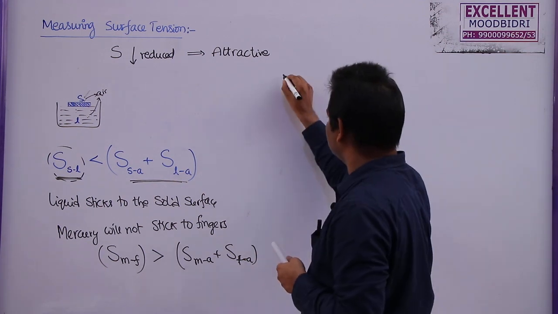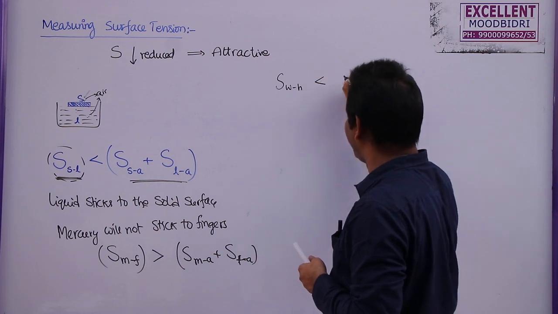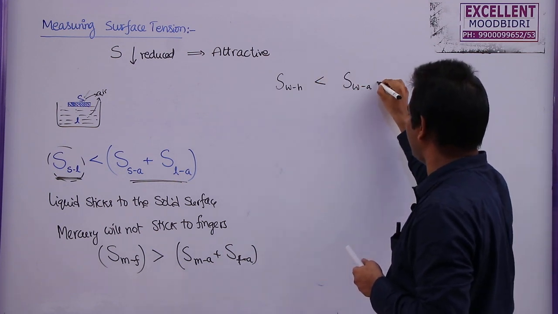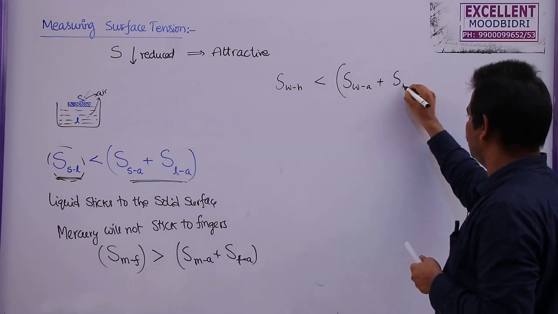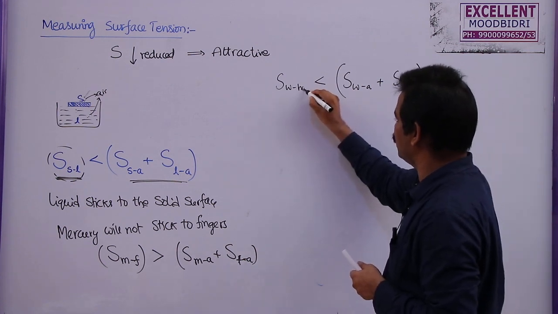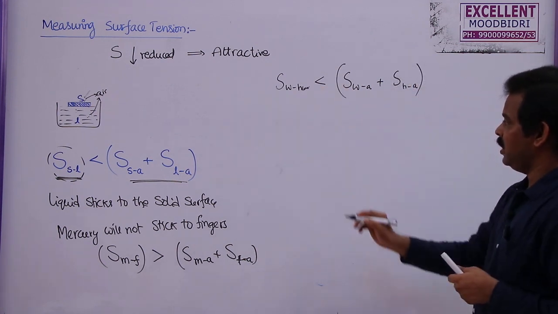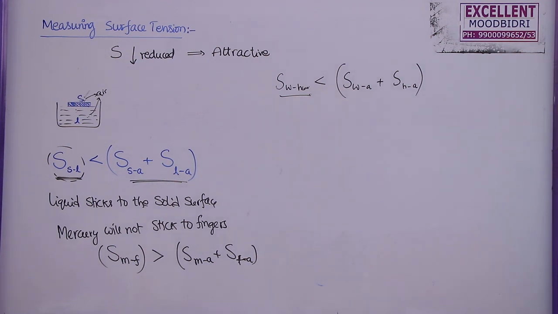The reason being, the surface tension between water and the human body is less than the sum of the surface tension between water and air and between the human body and air. Here H stands for human body. That's why water sticks to us, because the surface tension is less.